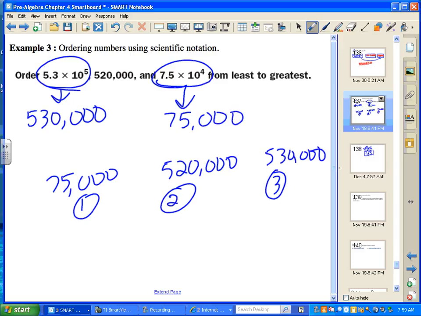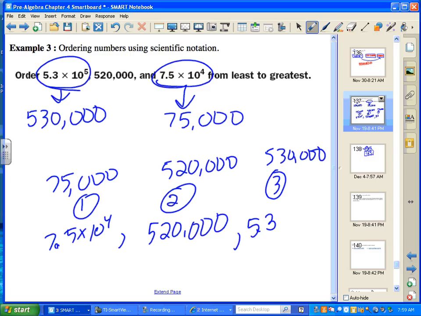What I would then do is put them back as they gave them to you. So I would say 7.5 times 10 to the 4th. This one was given to you in this form, so leave it in standard form. And then the last one, 5.3 times 10 to the 5th. So I would then put them back as they gave them to you in order from least to greatest. So I think these ones are pretty easy. You guys agree? I mean, you can say no, but figured you wouldn't have too much trouble.